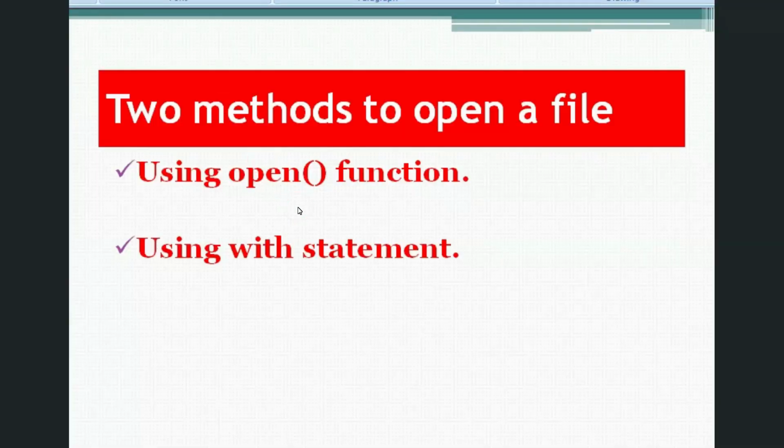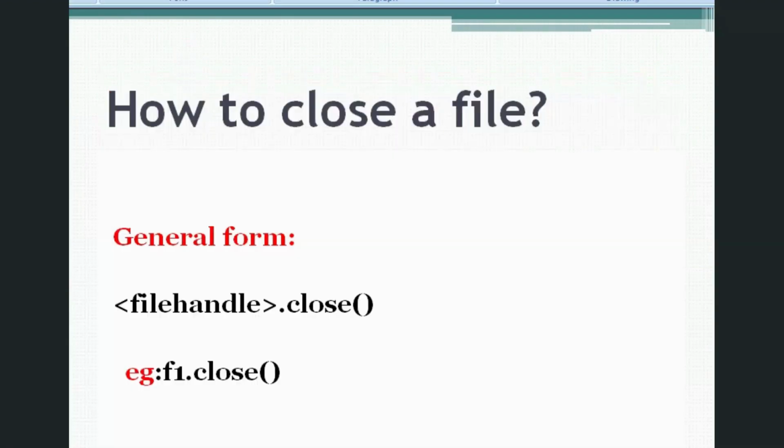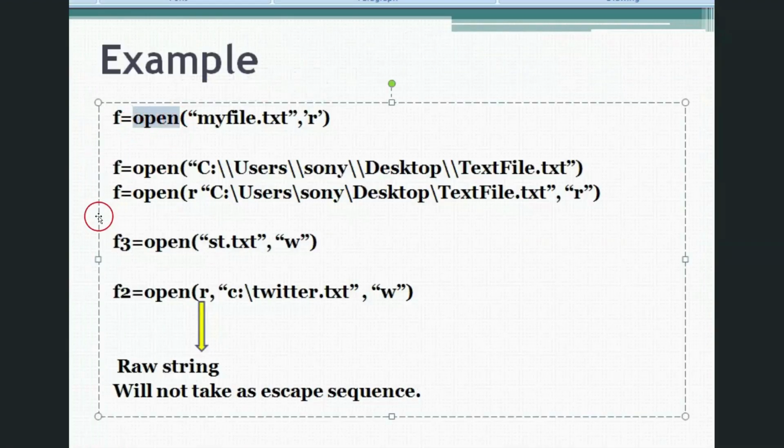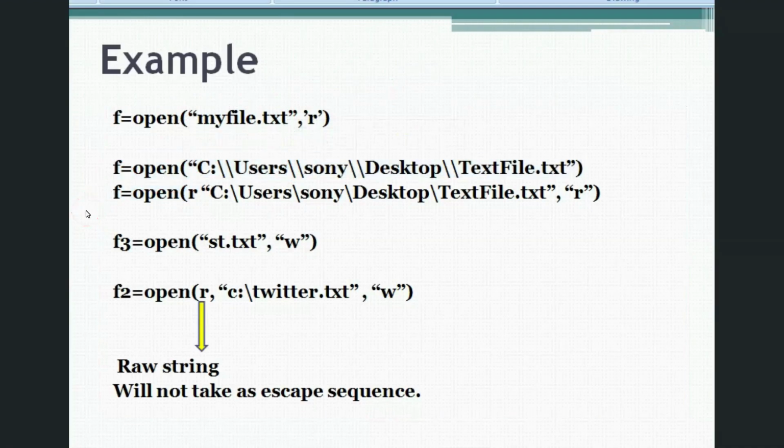So we have two methods to open a file. The first method is using the open function and the second method is using the with statement. By using the open function, we have seen many examples on the previous slides. In these examples we have used the open function to write the name of the file, and for copying the file also we have used this open function. So this is your first method.